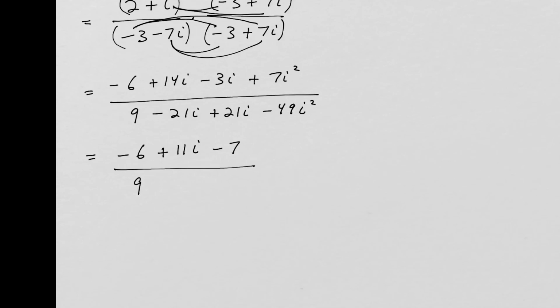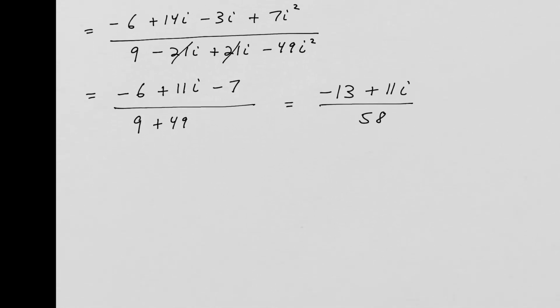And the bottom I have 9. Negative 21i plus 21i, that's gone, right? That's 0. And then negative 49 times negative 1 is plus 49. So now I can finally combine the negative 6 and negative 7. I get negative 13 plus 11i over, and then 49 plus 9 is what, 58? And then for my final answer, I could write that as negative 13 over 58.